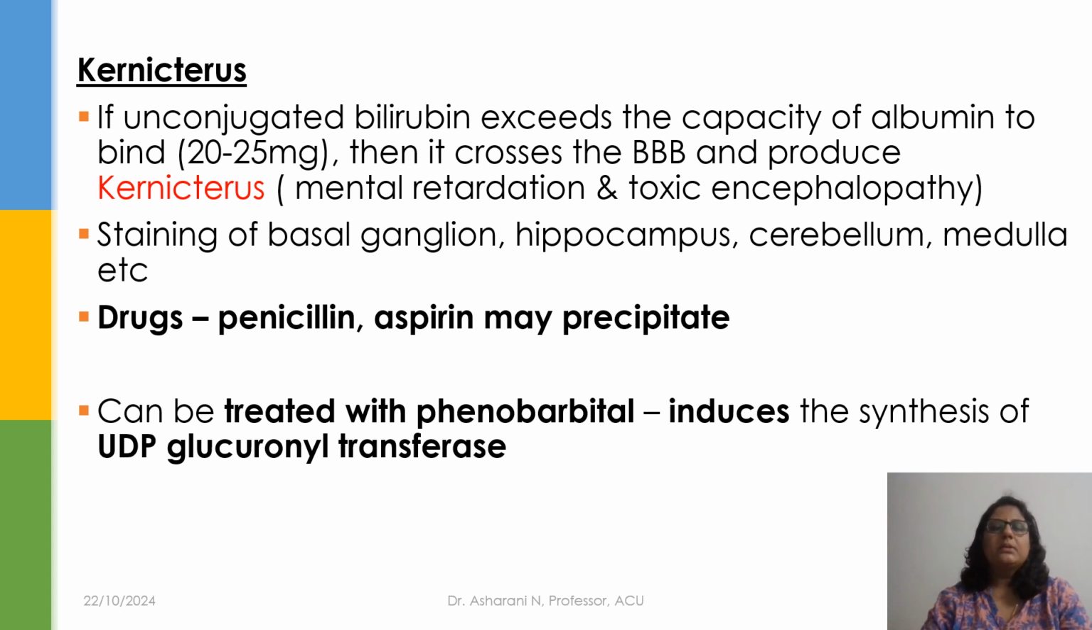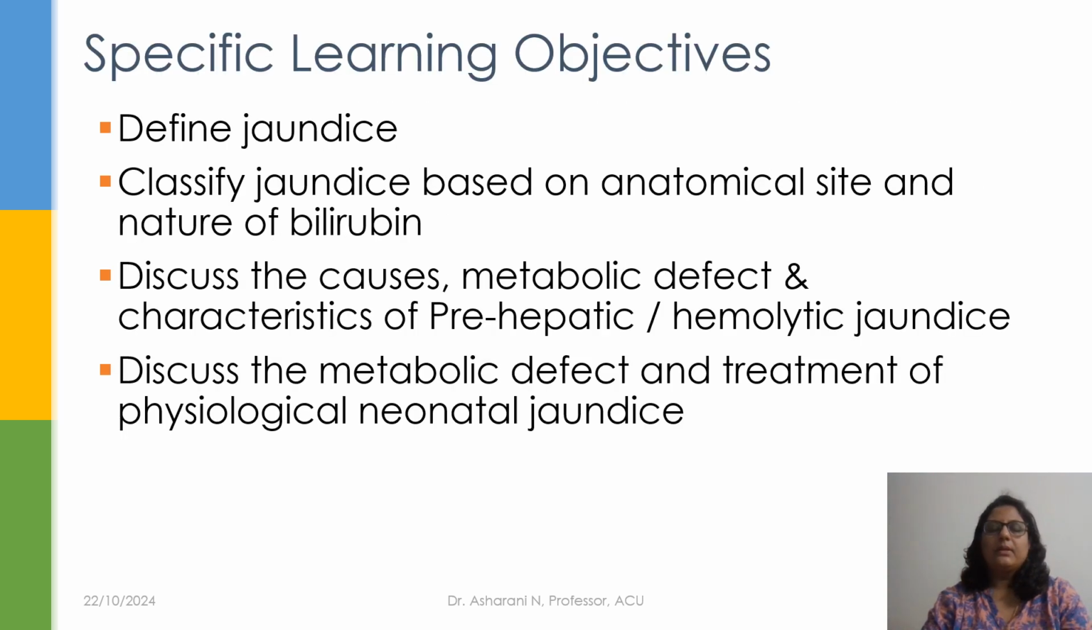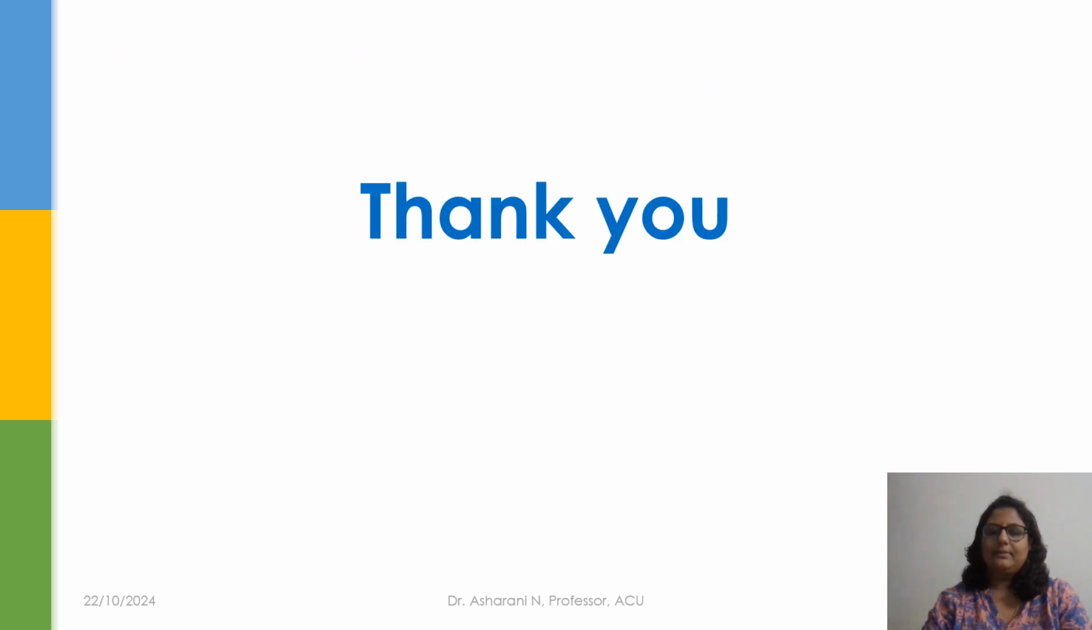Coming to the treatment, it is usually treated with phenobarbital, because phenobarbital induces the synthesis of UDP glucuronyl transferase, an enzyme for conjugation of bilirubin. With this, we have learnt in this session the definition of jaundice and classification of jaundice based on anatomical signs. Mainly, we have discussed the causes, metabolic defect and characteristics of prehepatic jaundice, and in depth, physiological neonatal jaundice. Thank you.